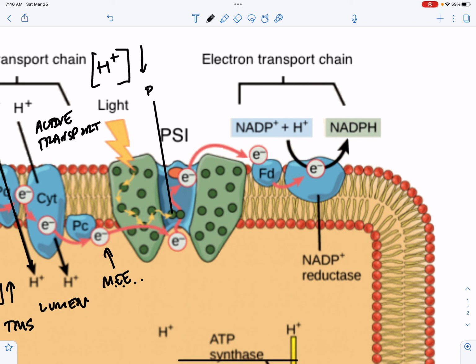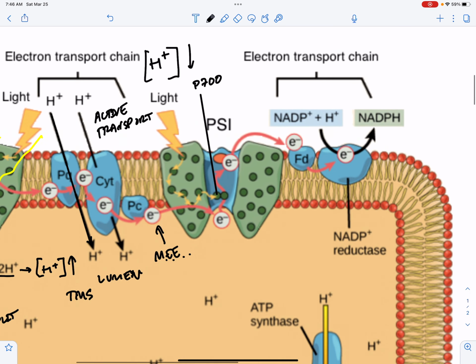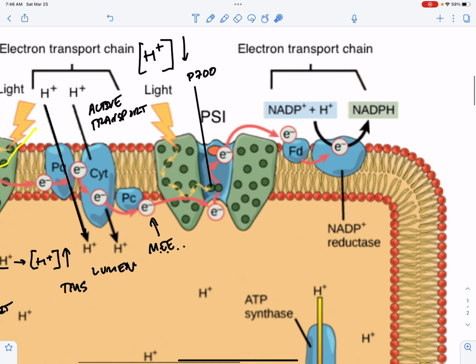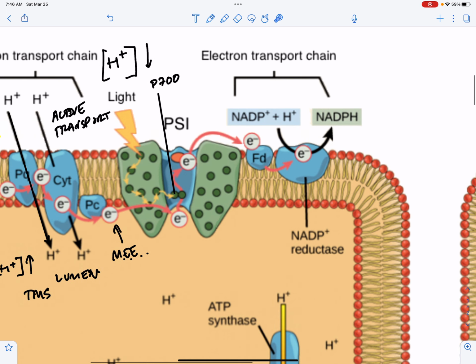P700. 700. This is the wavelength of light that they absorb best at. Actually, it might be the frequency. Well, there's a relationship between frequency and wavelength. Anyway, this is something, either the frequency or the wavelength of light, I gotta look it up, that these absorb best at.